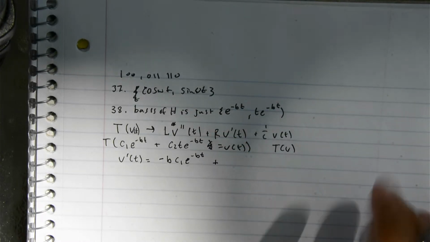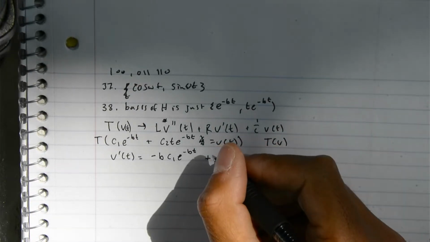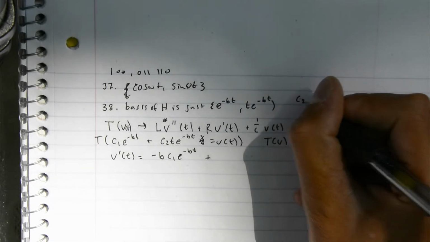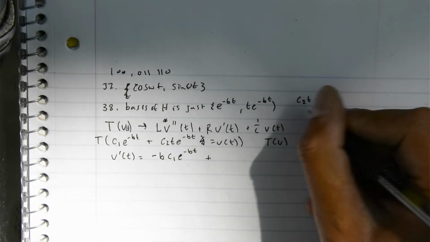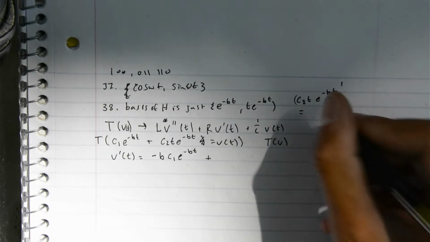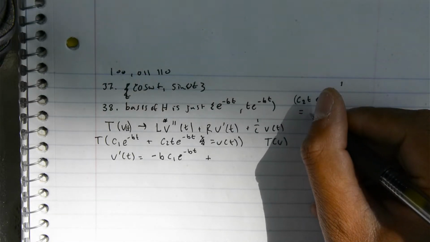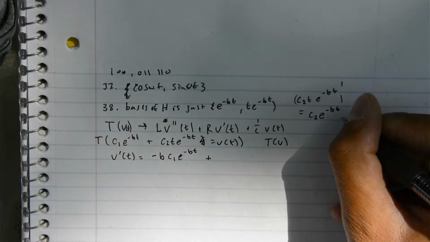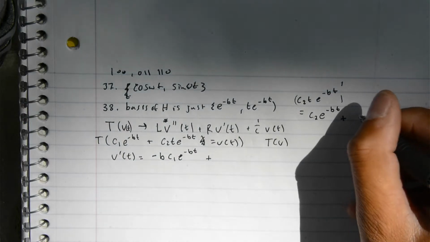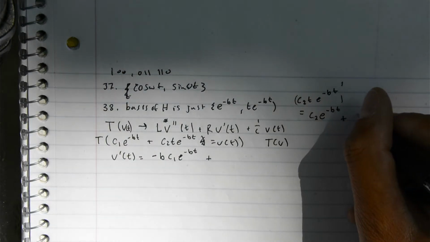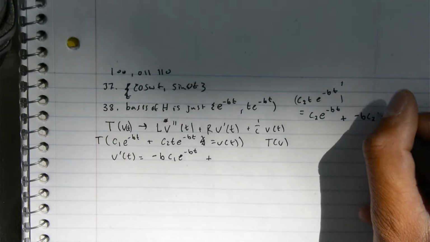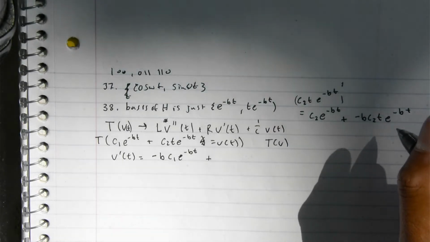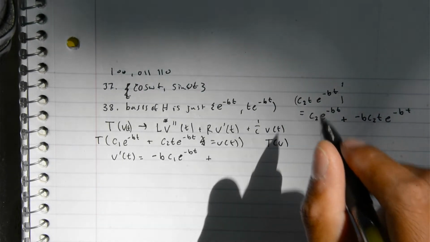plus, so this we need a product rule. So c2t e to the minus bt, this derivative is equal to c2 e to the minus bt plus minus b c2 t e to the minus bt. Is that correct? Oh, but then we have to do a second derivative. This is going to get so messy. Oh, I don't really want to do all that.